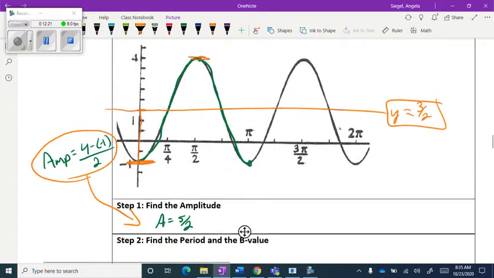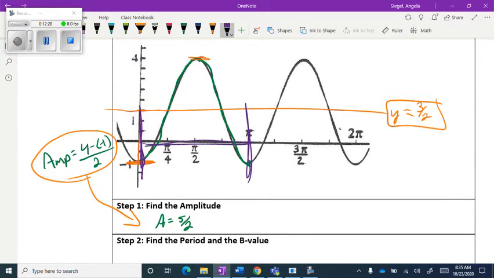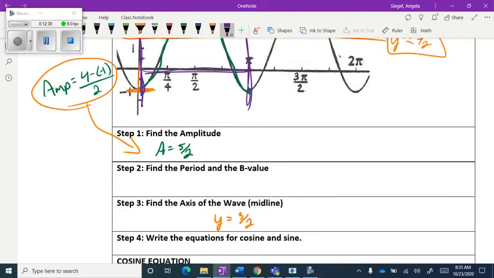Okay, so the period, let's see, it starts here and it ends here. And so that length is pi. So since our period is pi, then I'm going to put it in the formula, 2 pi over b equals pi. And so our b is equal to 2.